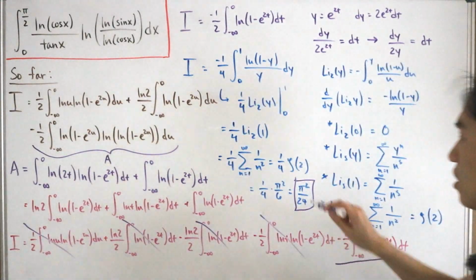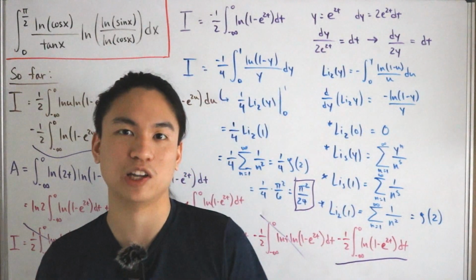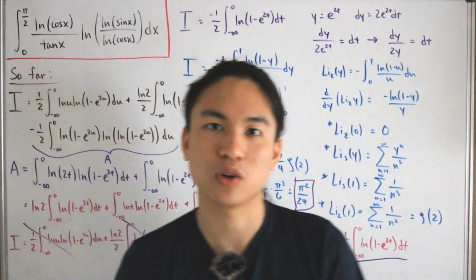So there we have it. Pi squared divided by 24 comes down to a nice answer, as I mentioned earlier. So yeah, that's pretty cool if you ask me.